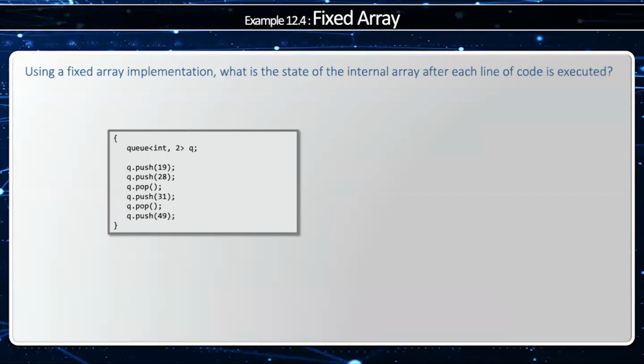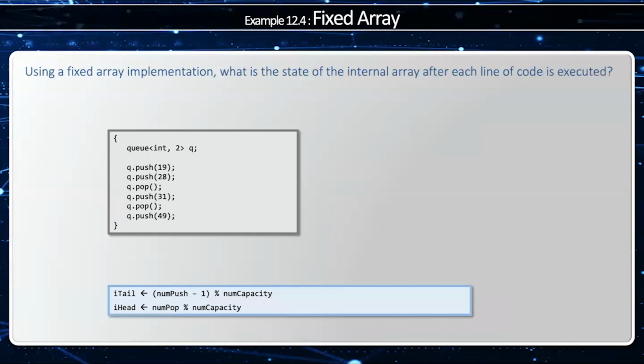Okay, let's look at a more complicated example. Here I have a queue of integers, and how big is my underlying array? 2. Okay, I remind myself of my formula here because this is really going to come in handy. So first of all, I'm going to create my empty queue with 2 empty slots. Num push is 0, num pop is 0, head is 0, and tail is -1. Remind ourselves, why is tail -1? 0 is my num push. 0 minus 1 is -1. Mod num capacity is -1, which is the same thing as 1.